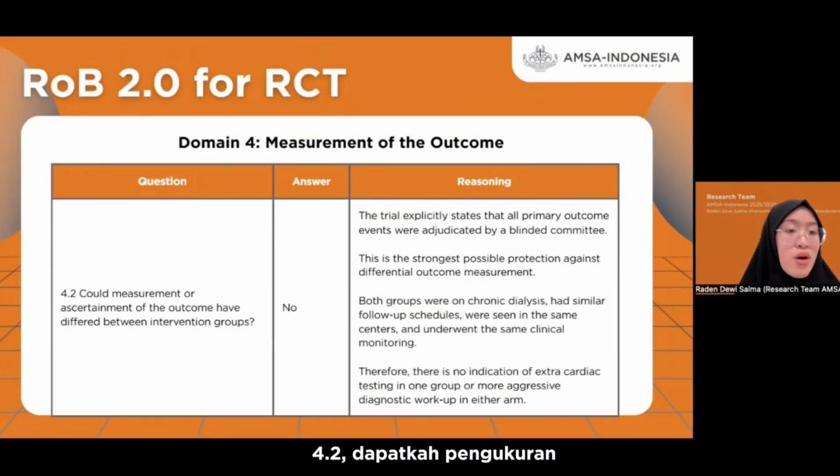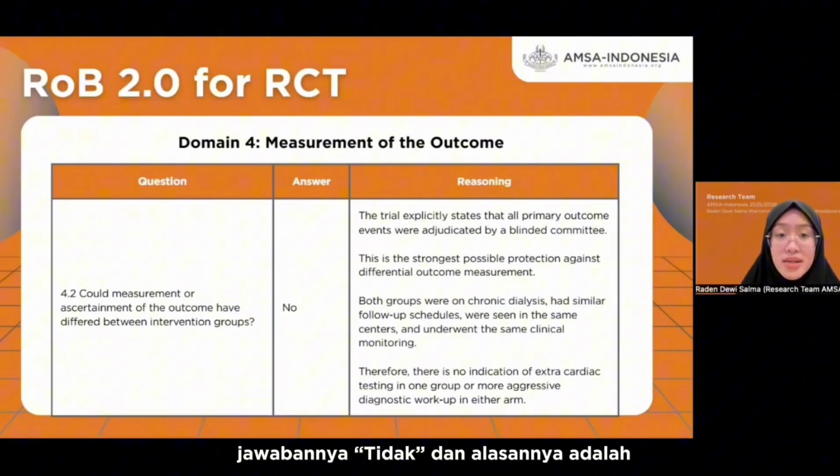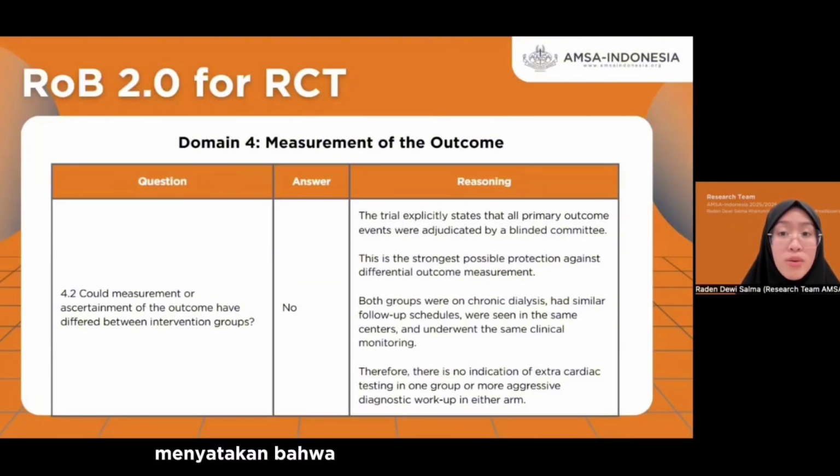4.2, could measurements or ascertainment of the outcome have differed between intervention groups? The answer is no, and the reason is the trial explicitly states that all primary outcome events were adjudicated by a blinded committee. This is the strongest possible protection against differential outcome measurements. Both groups were on chronic dialysis, had similar follow-up schedules, were seen in the same centers, and underwent the same clinical monitoring. Therefore, there is no indication of extra cardiac testing in one group or more aggressive diagnostic workup in either arm.